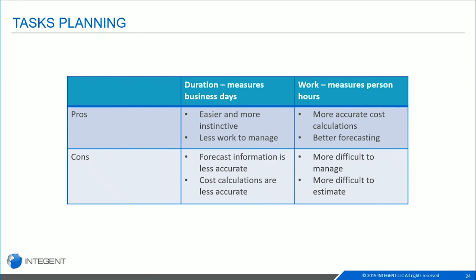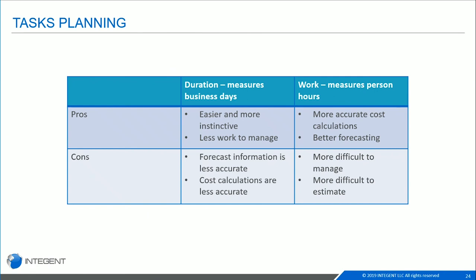But the cons of working with a duration-based schedule is that when you're looking at forecasting, your information is going to be less accurate because you're not looking at the actual work time that your resources are spending on those tasks. It's automatically calculating that for you. Your cost calculations are going to be less accurate as well for those same reasons. If you have a resource that has a rate of $100 an hour, and I schedule that resource for 1 day of work, it's going to automatically calculate 8 hours of work and $800 cost associated with that resource. If it doesn't actually take them 8 hours, it takes them 6, then my cost is off for that task.